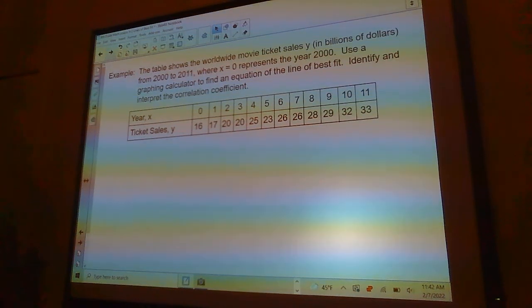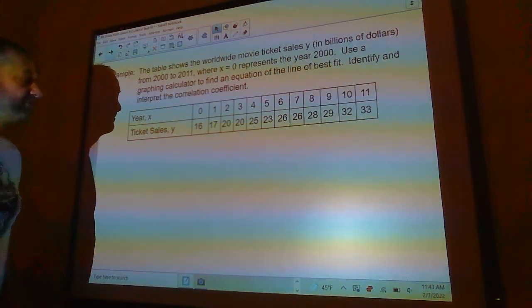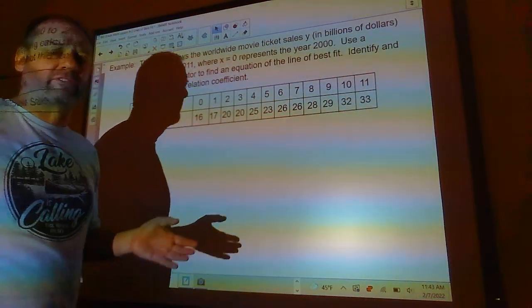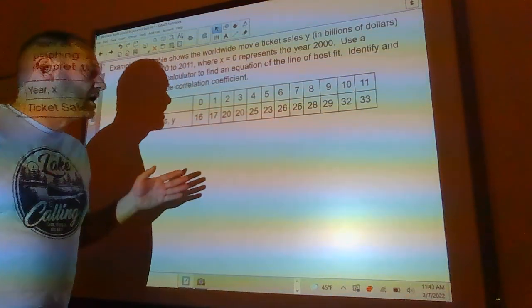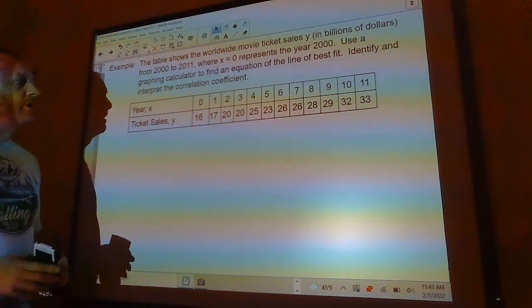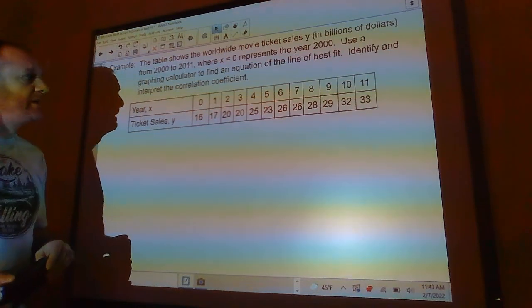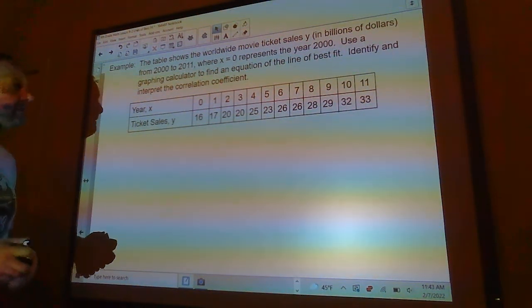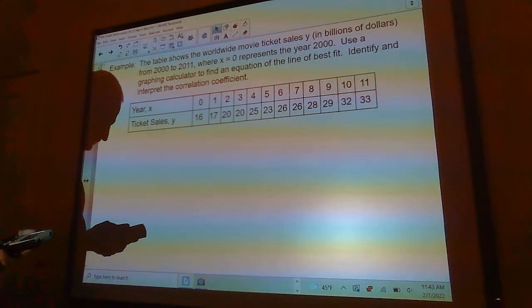So this table shows the worldwide movie ticket sales in billions of dollars from 2000 to 2011, where X equals 0 represents the year 2000. Use a graphing calculator to find an equation of the line of best fit. Identify and interpret the correlation coefficient. Here's what I would do. Pause the video. This is going to take you a few minutes. Enter this data, making sure you clear the old data first, and then jump back on here. We'll do it together and see how you did.